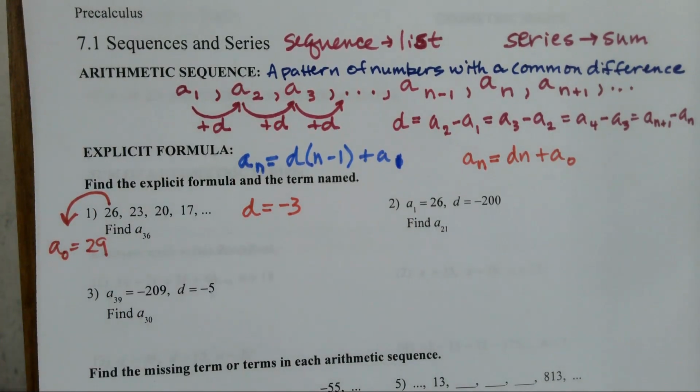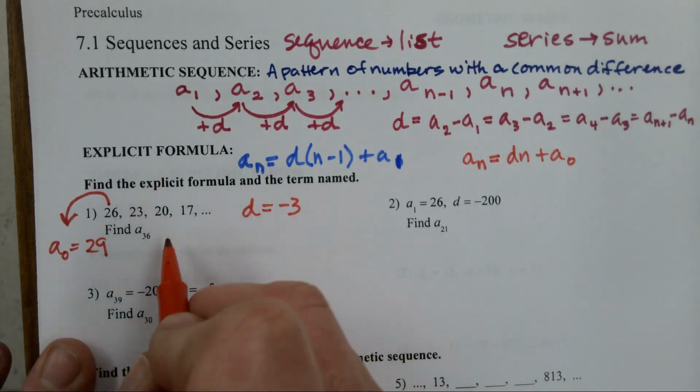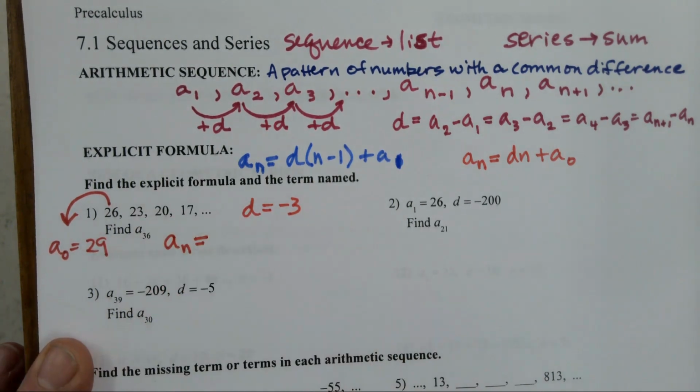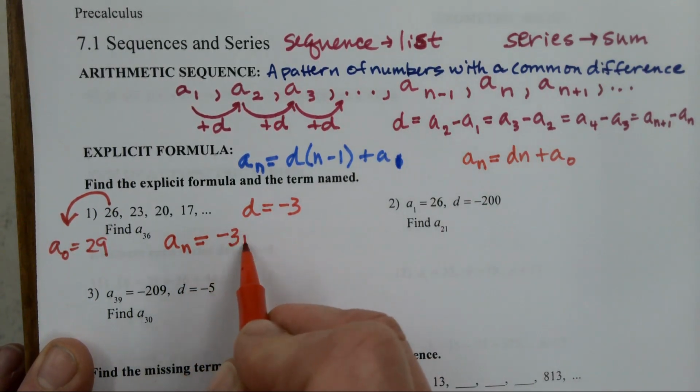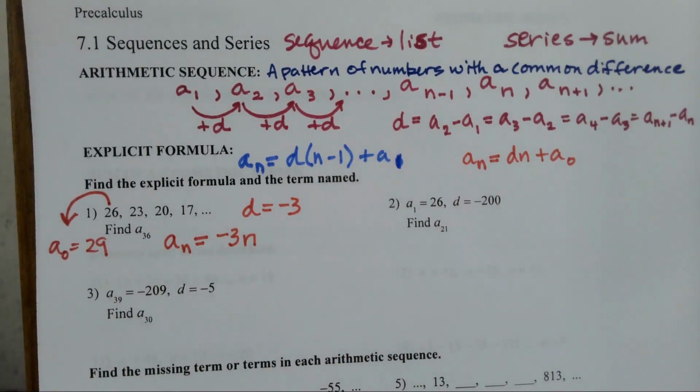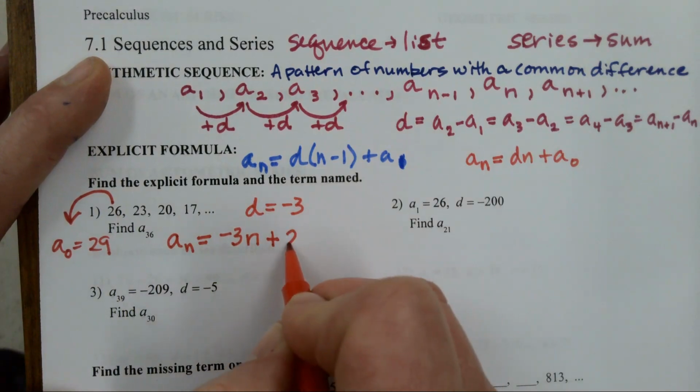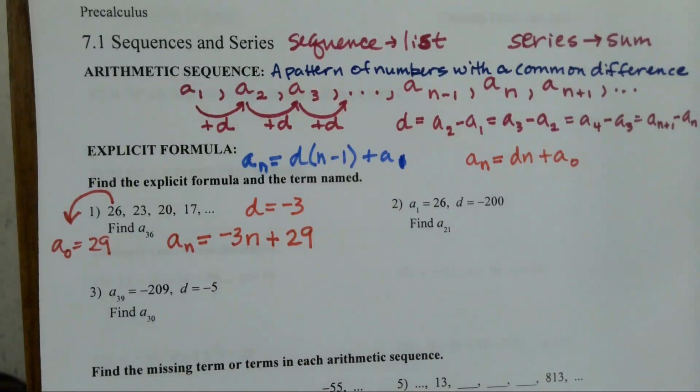It's a real quick move, and it saves me the chore of having to distribute and solve and clean up. So my explicit formula is d, which we decided was negative 3, times n, and I think of that as the change. Again, it's like the slope. How is this changing? I'm subtracting 3, I'm subtracting 3, I'm subtracting 3. So negative 3n plus that imaginary term that would have come before the first term. That's a sub 0, the non-existing term in this problem.